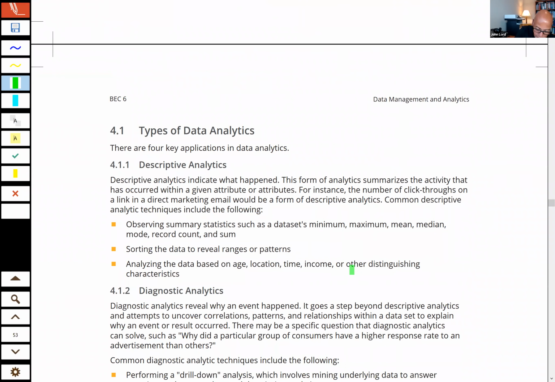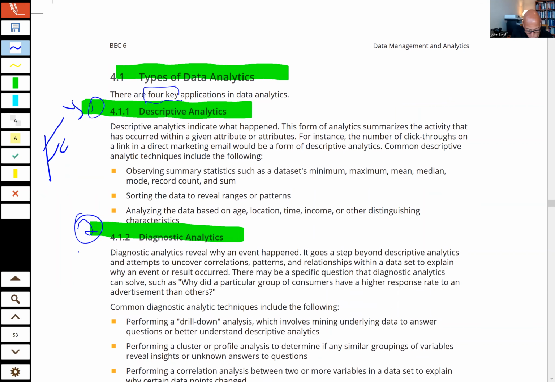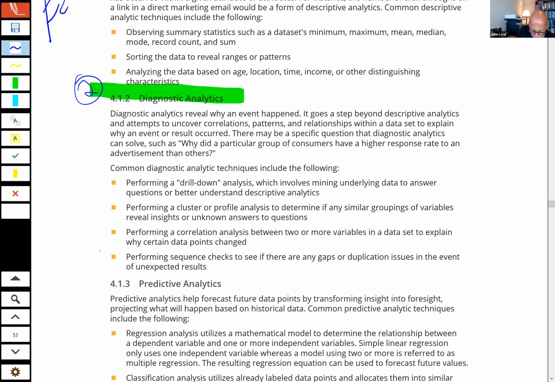And guys, what I want you to do is flashcard at a high level the types of data analytics. What are the 4 types of data analytics? One is descriptive, just number these. Two is diagnostic, okay, coming down a little bit.